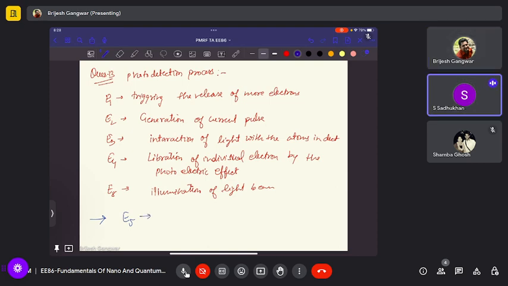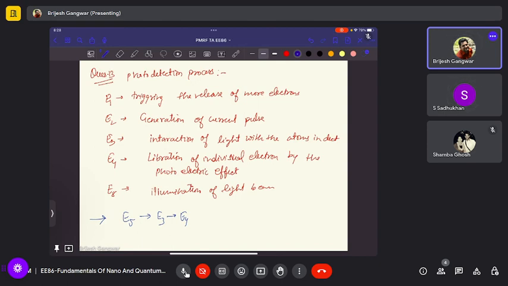Then that interaction of light with the atoms in the detector will come at the second step. What will be next? It would be E4, then liberation of individual electrons by the photoelectric effect. Liberation means change, right?